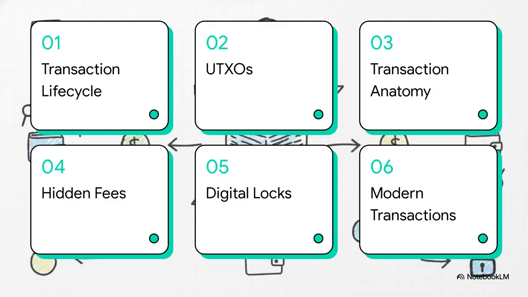To keep things simple, here's our roadmap for deconstructing this engine piece by piece. We'll quickly run through the transaction lifecycle, the UTXO physical cash model, the anatomy of a transaction, hidden fees, digital locks, and finish up with modern transaction types.